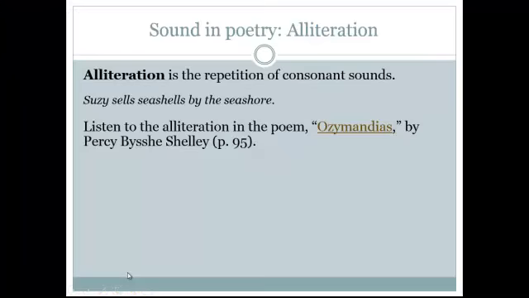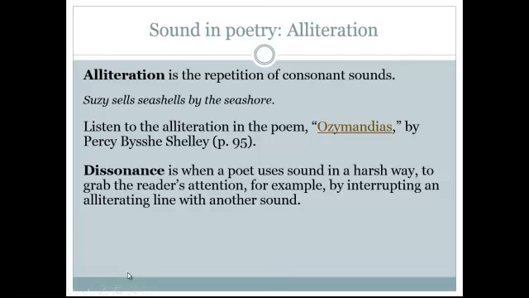Coming back to the slideshow, we'll talk about dissonance. This is when a poet uses sound in a harsh way to grab the reader's attention, for example, by interrupting an alliterating line with another sound. Now, that's just one example. They could use dissonance in any number of ways. But here's my own example.